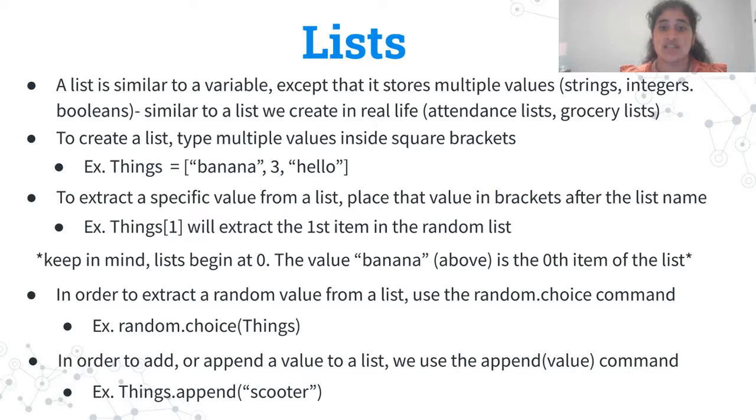Now, in order to add something to the end of the list, which is also called appending, we use the append value command. So in the example, we wrote things, which is the name of our list, dot append, which means that it would add it to the list. And in circular brackets, we write the item that we would like to add to the list. So when this program is run, scooter will be added as the next item to the list, right after hello.